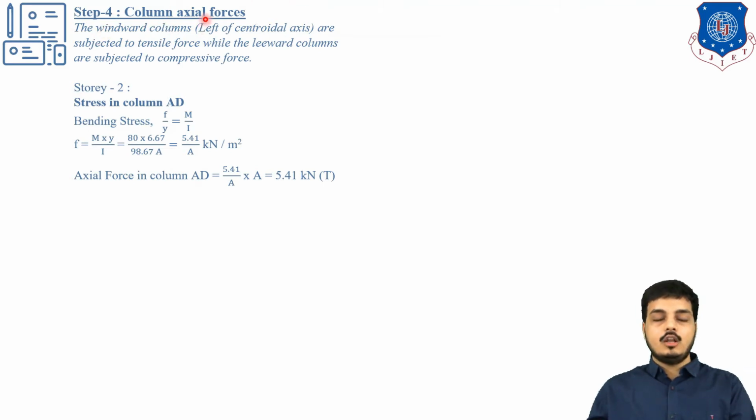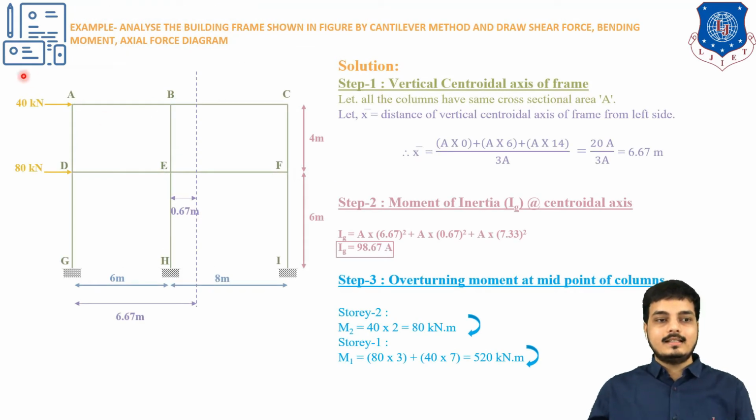So the next step is column axial force, which is of prime importance for this method. Note that the windward columns, to the left of the centroidal axis, are subjected to tensile force, while the leeward columns are subjected to compressive force. Windward here means we are considering this load as a wind load.